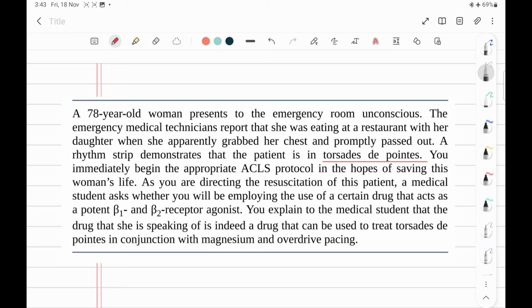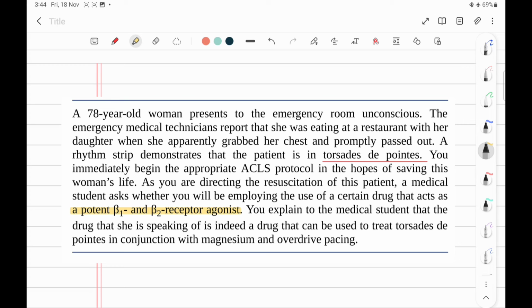Sorry about that. In hopes of saving this woman's life, as you are directing the resuscitation of this patient, a medical student asks whether you will be employing the use of a certain drug that acts as a potent beta 1 and beta 2 receptor agonist. You explain to the medical student that the drug she's speaking of is indeed a drug that can be used to treat torsades de pointes in conjunction with magnesium and overdrive pacing.